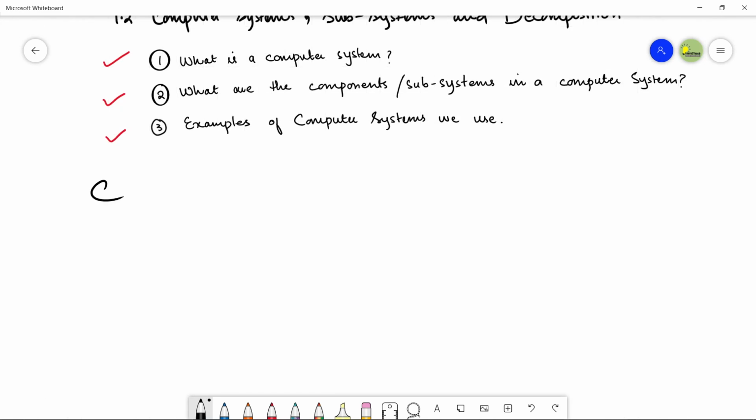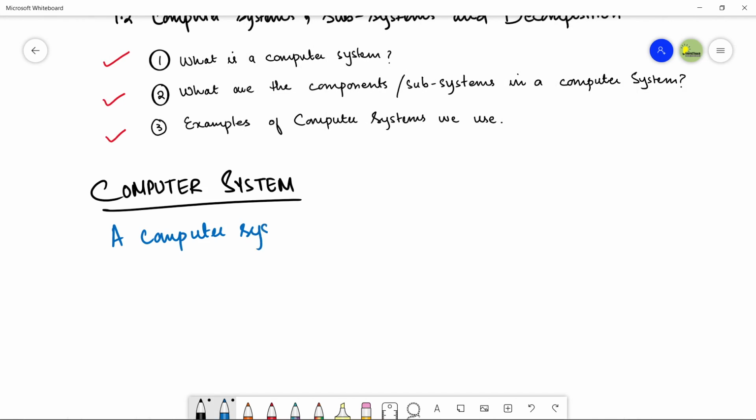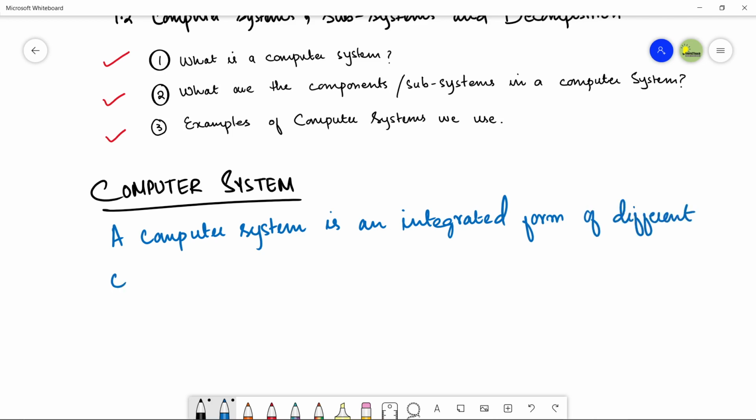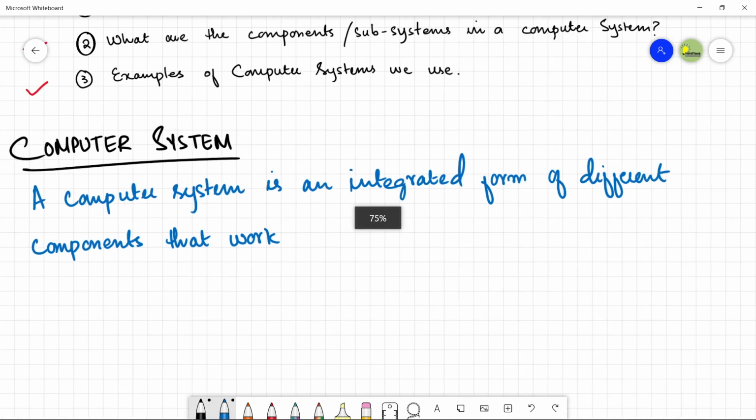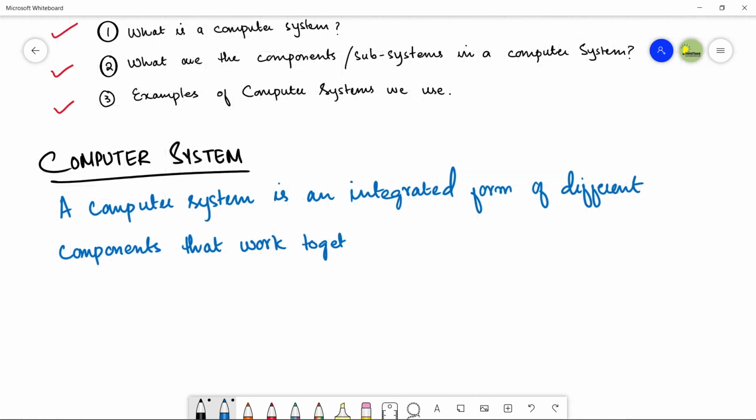The very first thing is, what is a computer system? Let me share a simple definition with you so that you can understand. A computer system is an integrated form of different components that work together to give a desired result.